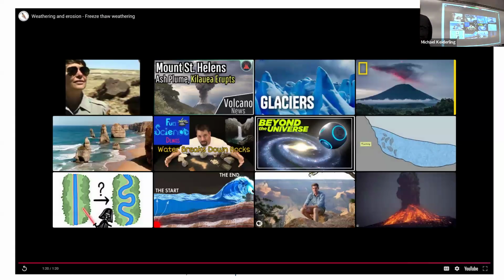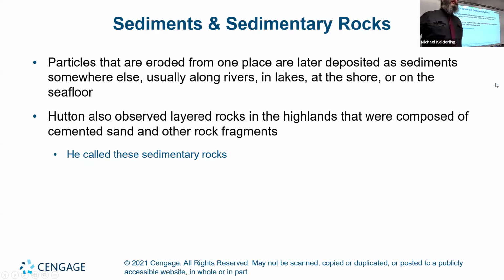And this freeze-thaw cycle is the main method of weathering around here. It's also why we have so many potholes, because we have a lot of temperature swings, so we get more freeze-thaw cycles. Same process works on the road as it does on rocks and such. So particles are weathered away by various processes.